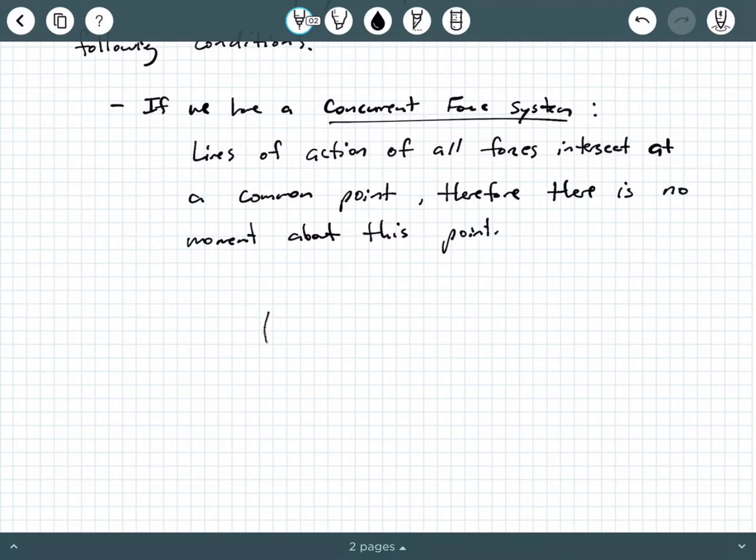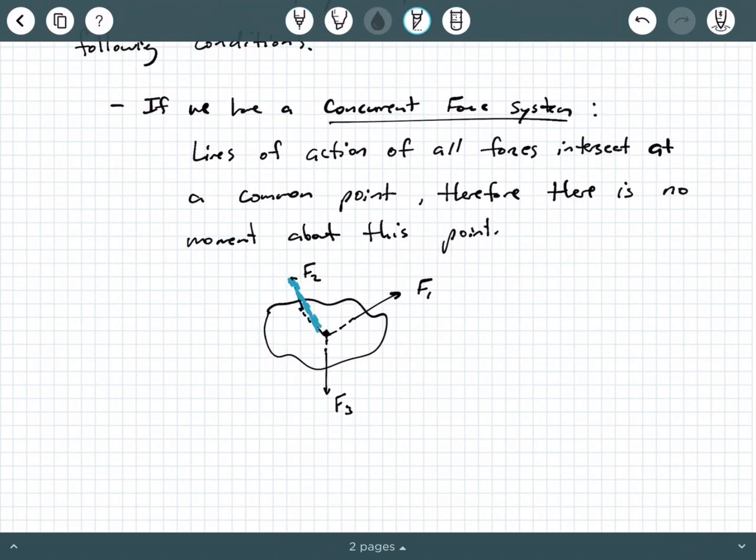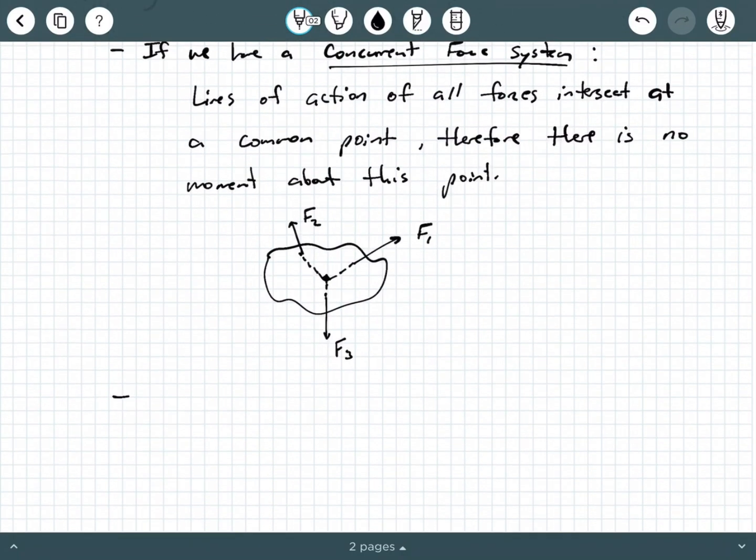So for example, let's say we have a two-dimensional body here, and we have an F1, an F2, and an F3 here. So if you look at this, the way I drew this, the lines of action of all of these forces intersect at this common point right here. So this is called a concurrent force system. Okay. The other possible case, we said following conditions. So I'm going to make another bullet point here.